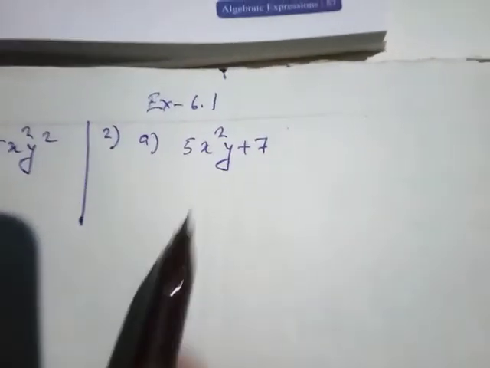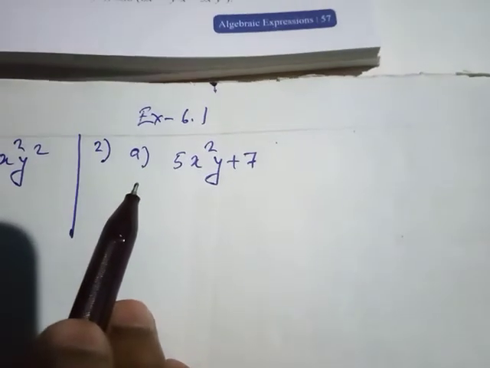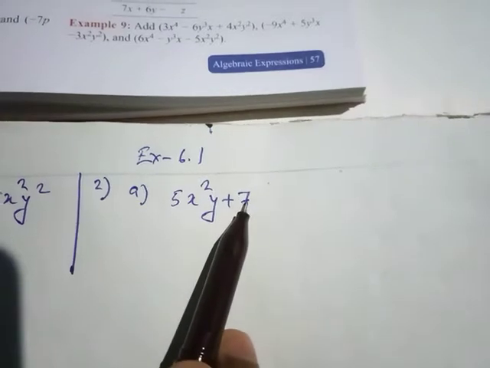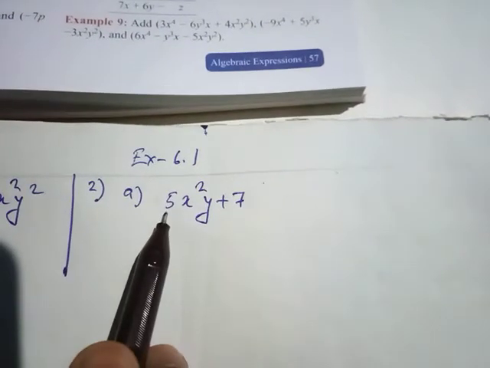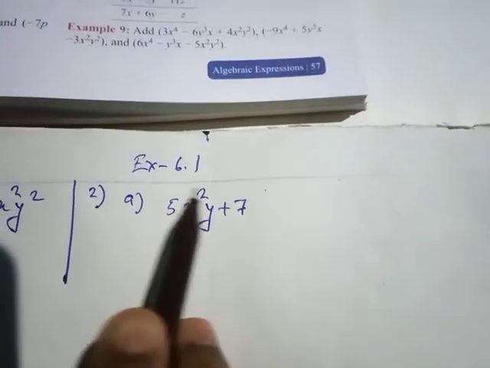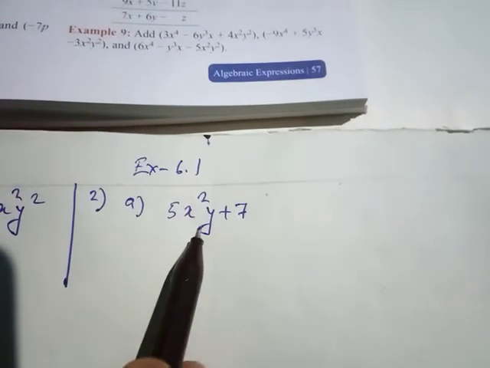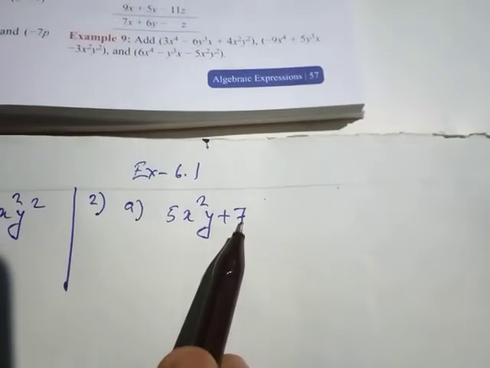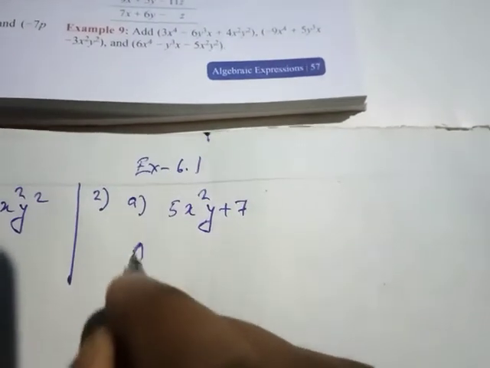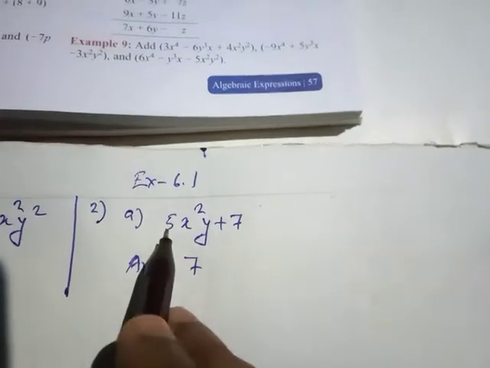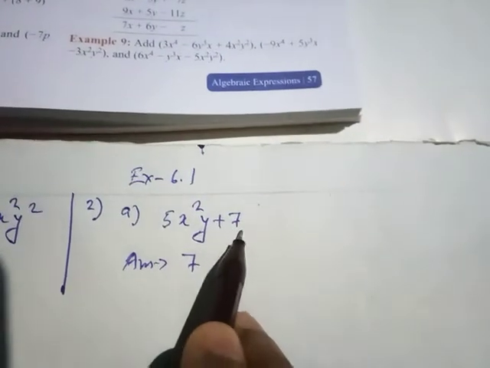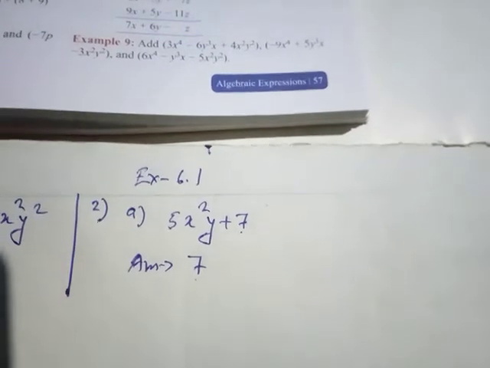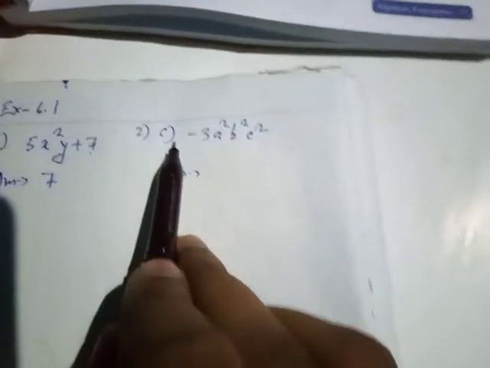Now question number 2. Write the constant term in each of the following. 5x square y plus 7. We have to write the constant term. See, 5 is also a constant, but it is a coefficient because it is along with x square y, which is a variable, so we cannot take 5 as the constant term. Only 7 is there. So the constant term is 7, and the answer is 7. This is the coefficient, and this is the only constant term because it does not contain any variable.